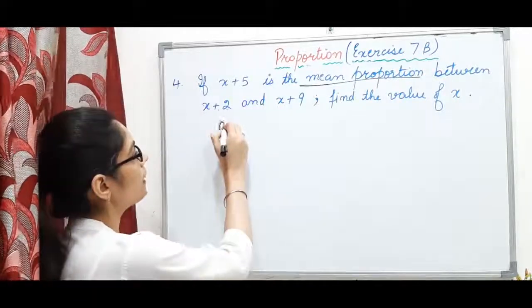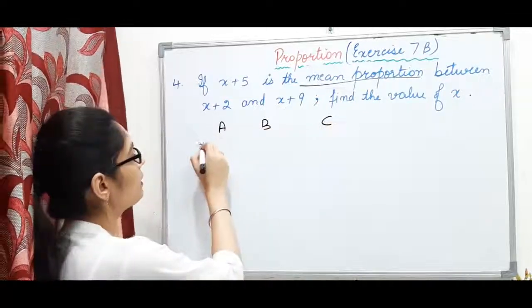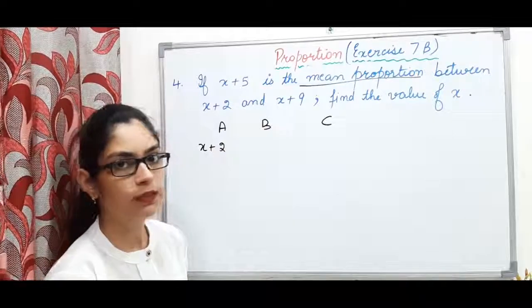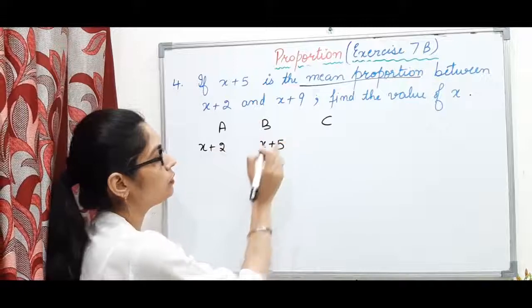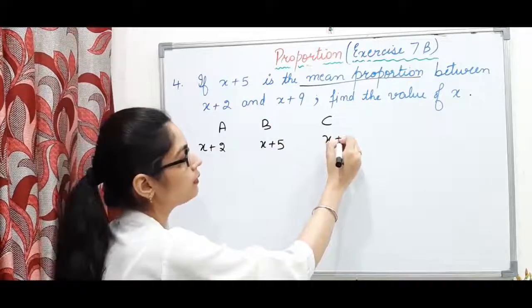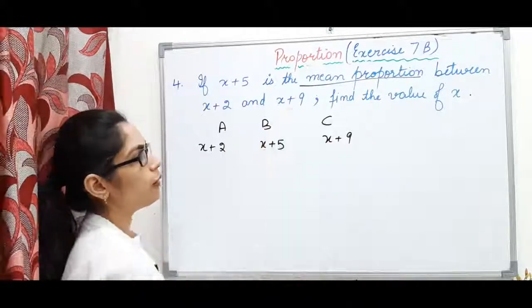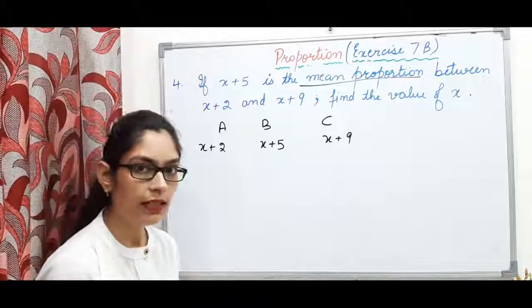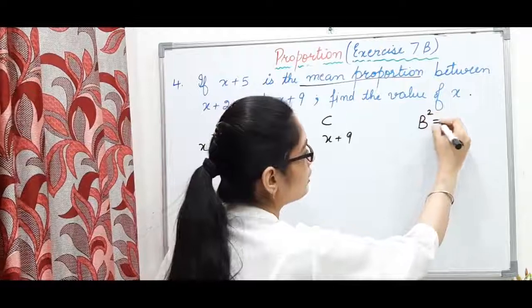So, value of A, B and C is given to us. A is x plus 2 and B is mean proportion. I have already explained this concept. So, this x plus 5 is mean proportion. So, that is why it is B, and C is x plus 9, the third proportion. Now, these are the three quantities. They are in continued proportion because only three quantities are there. So, we have formula B square is equals to AC.